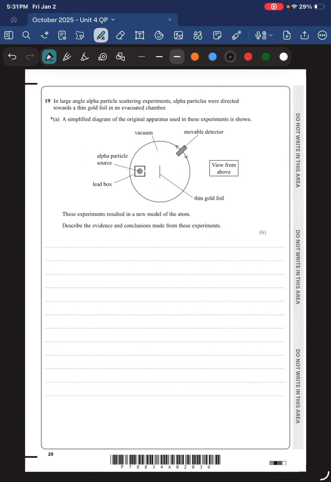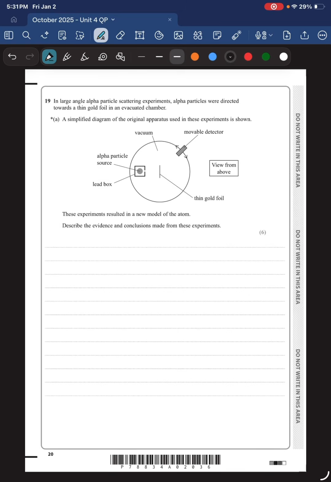So question 19, in large alpha particle scattering experiments, alpha particles were directed towards a thin gold foil in an evacuated chamber. A simplified diagram of the original apparatus used in these experiments is shown, okay? These experiments resulted in a new model for the atom. Describe the evidence and conclusions made from these experiments. Okay, so this is a long writing question.